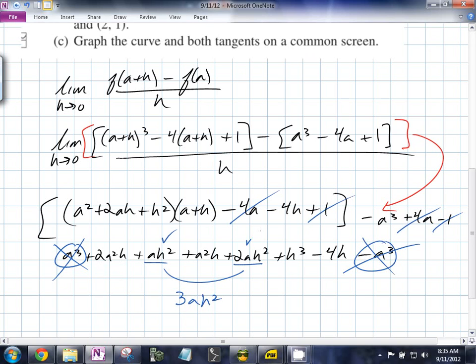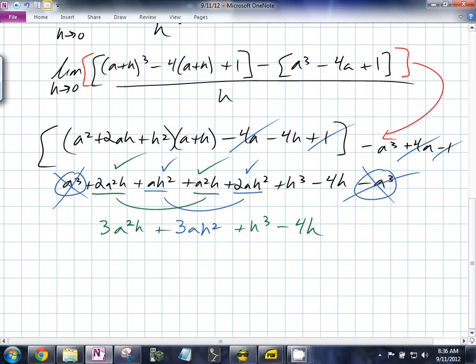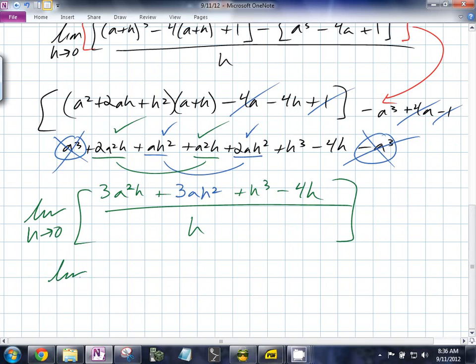What about 2a squared h? A squared h, how many of them? 3a squared h. There's those 2. Plus h cubed minus 4h. Do we already have an h in all of those? Yeah, so literally you could just kick out an h and you're doing the limit as h goes to 0 of this thing. So you have the limit as h goes to 0 of 3a squared plus 3ah plus h squared minus 4.